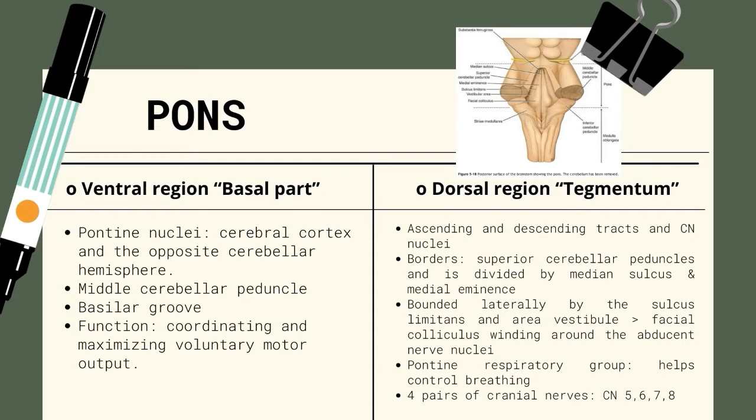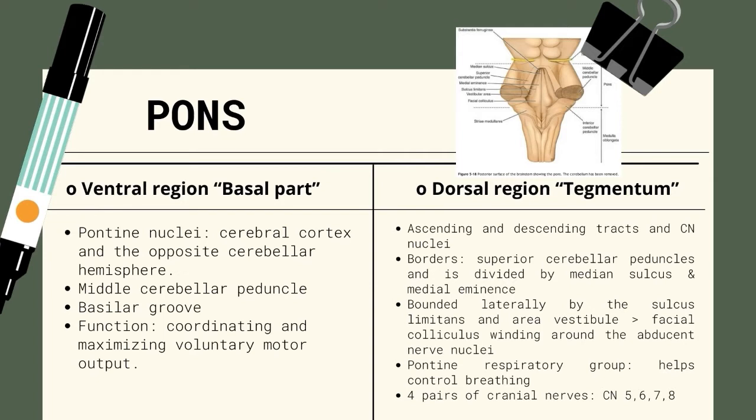Okay, so I've mentioned earlier about the cranial nerves. So what are those cranial nerves? Okay, so you have 4 pairs of cranial nerves that arises on your pons. First is your trigeminal, or your cranial nerve number 5, in which it is responsible for your head and face sensations, as well as for mastication or chewing.